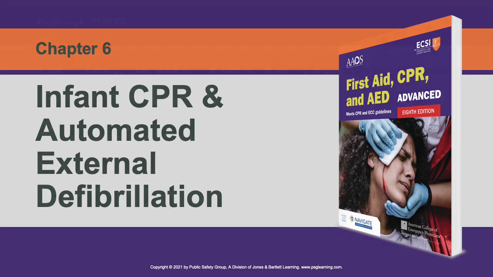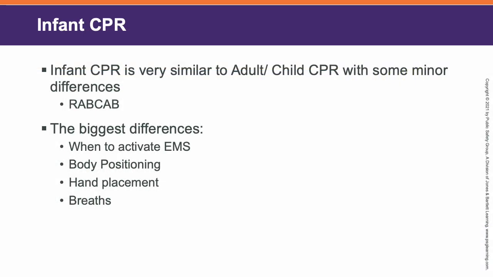To get started, infant CPR is very similar to adult and child CPR, but there are some minor differences. So you still use RAB-CAB. The biggest difference in your RAB-CAB, which we're going to talk about down here, is that activate, the A in RAB, actually goes towards the end. And we'll talk about why that is in a minute.